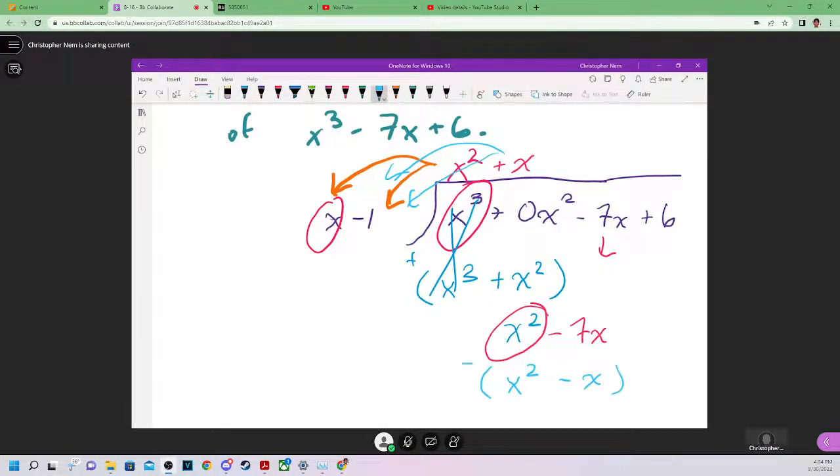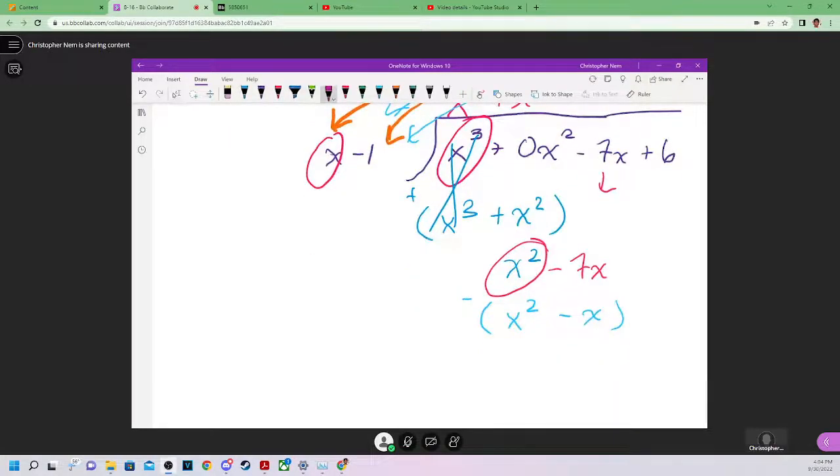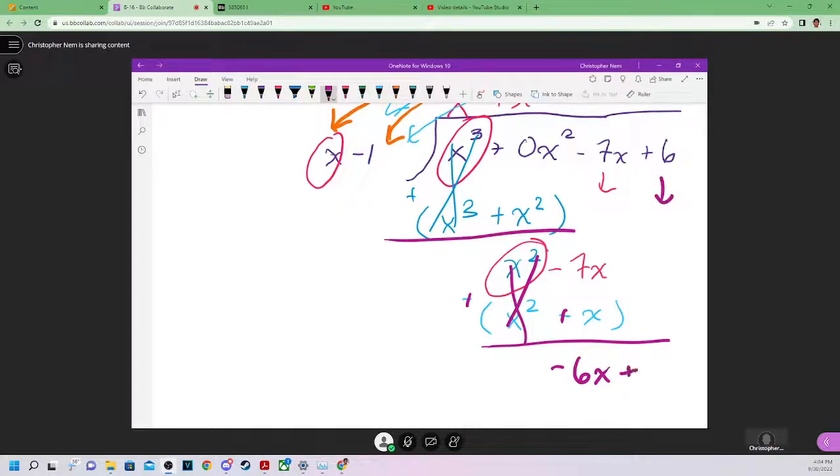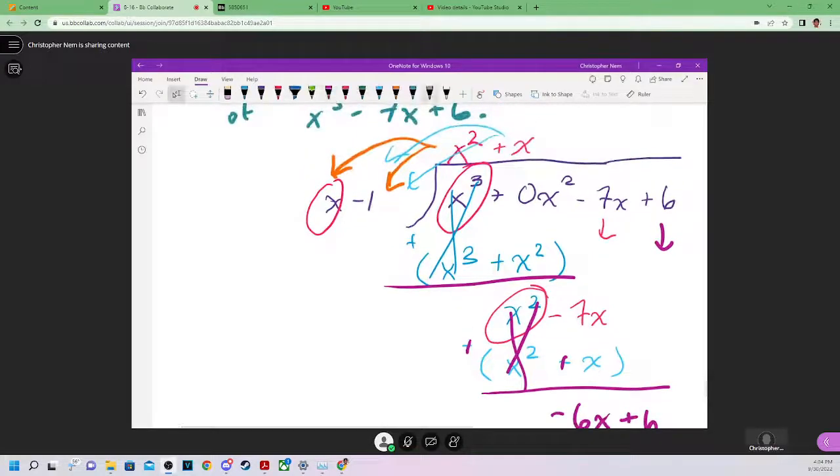And I'm subtracting it as always. I'm always subtracting it. Don't forget that. People will make a mistake. So once I subtract this out, these guys should always cancel out. Negative 7 minus negative x, which is the same thing as plus x, gives minus 6x. Well, one term, two terms, I got to drop a term down. Plus 6.